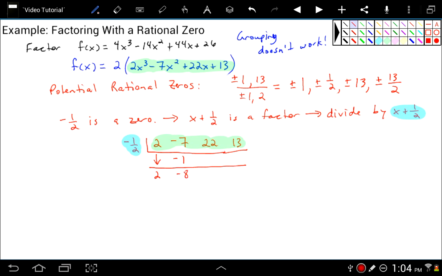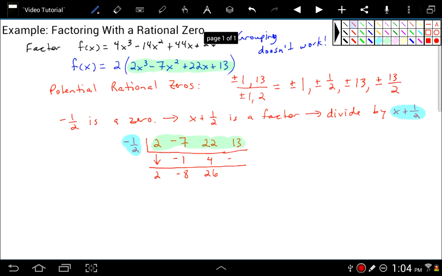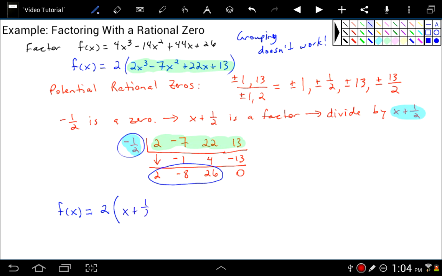Negative 1/2 times negative 8 is positive 4. 22 plus 4 is 26. Negative 1/2 times 26 is negative 13. And 13 plus negative 13 is 0. So what this means now is f of x equals 2, I'm going to keep my 2 here, times the green thing, but the green thing I've just broken down to be x plus 1/2 times what's left inside here, which is 2x squared minus 8x plus 26.